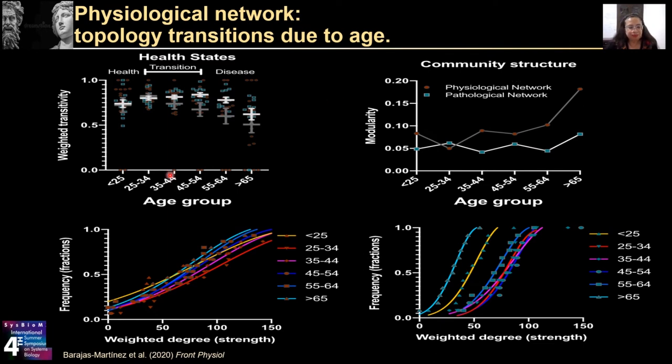And also, as you see, the transitions or the frequency of transitions that we had are also becoming less as we are becoming older. We are changing from a more adaptive network to a network that is more robust, that is more resilient, and also that it has more pathological conditions than the one of healthy subjects.